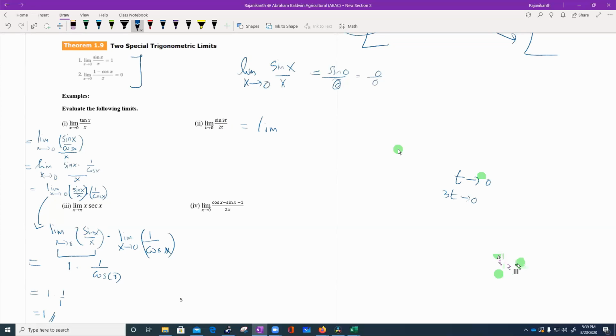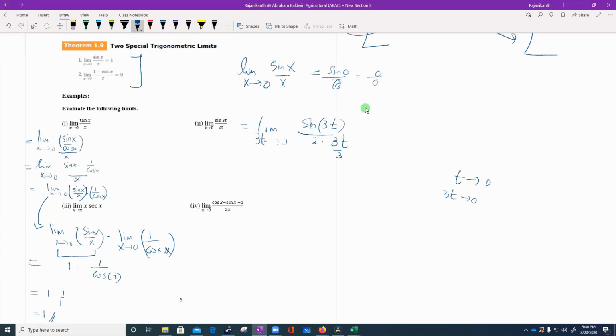Same thing, no? If t goes to 0, what will happen to 3t then? 3 times 0 is 0, right? That means writing t goes to 0 is equivalent to 3t goes to 0. I could do that. So now sine 3t is there. Let me write down 2t like this. 2 times, I'm writing like this.